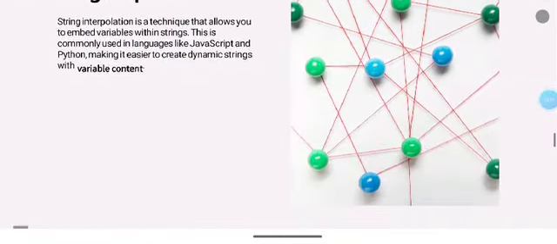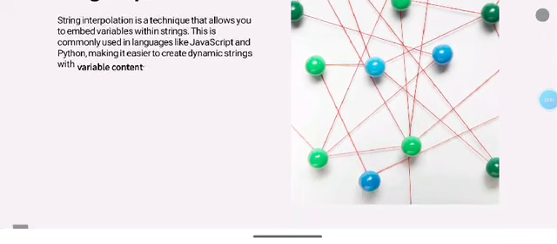String interpolation. String interpolation is a technique that allows you to embed variables within strings. This is commonly used in languages like JavaScript and Python, making it easy to create dynamic strings with variable content.